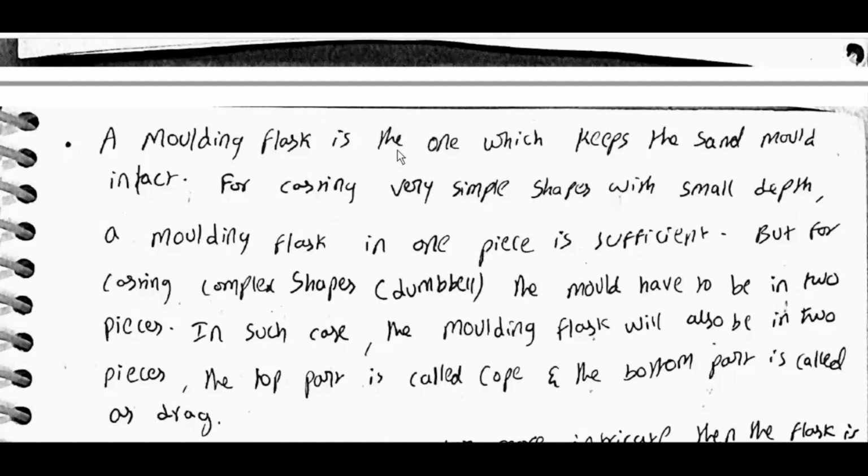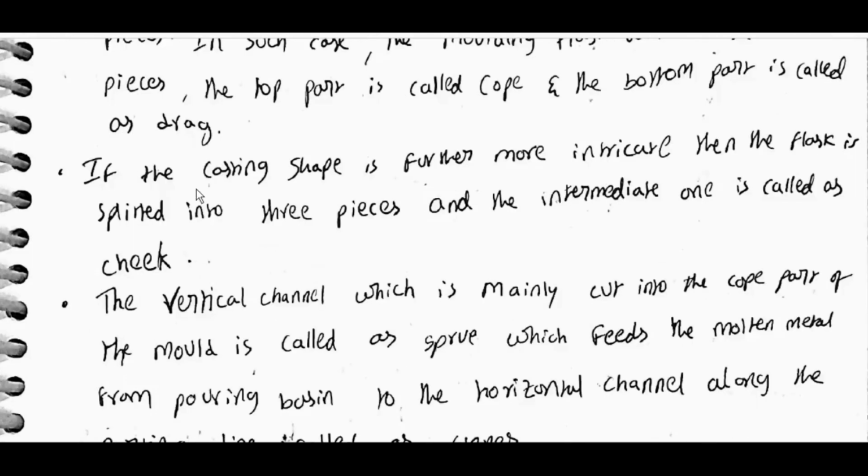A molding flask is the one which keeps the sand mold intact. For casting very simple shapes with small depth, a molding flask in one piece is sufficient. But for casting complex shapes like a dumbbell, the mold has to be in two pieces. In such a case, the molding flask will also be in two pieces. The top part is called cope and the bottom part is called drag. If the casting shape is further more intricate, then the flask is split into three pieces and the intermediate one is called the cheek.